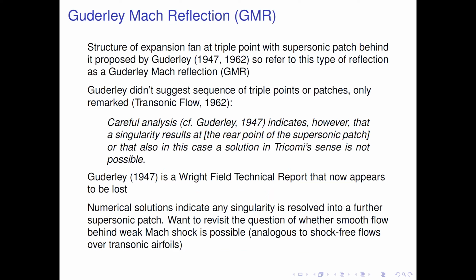Now, here's what Guderley had to say about this. As I said, he proposed this structure of an expansion fan at a triple point and a supersonic patch behind it to resolve this von Neumann paradox. This is in a Wright Field Technical Report from 1947. Guderley was in Germany during World War II, and it seems like he got snatched up immediately by the Americans after the war as probably the leading expert in the world on transonic flows.